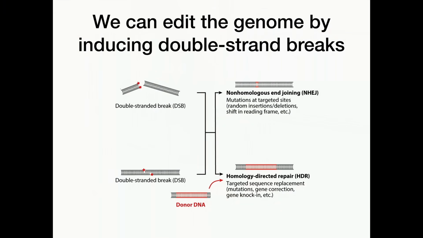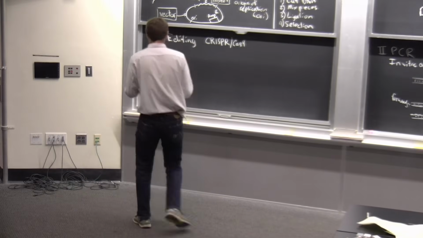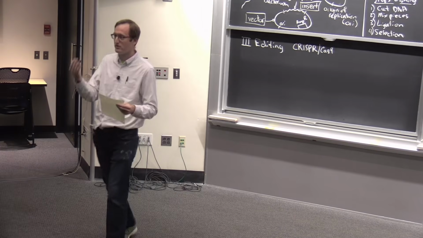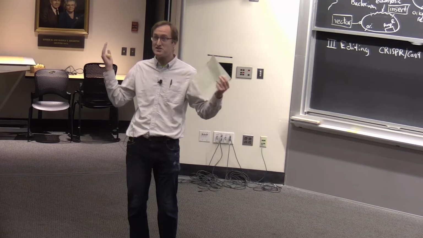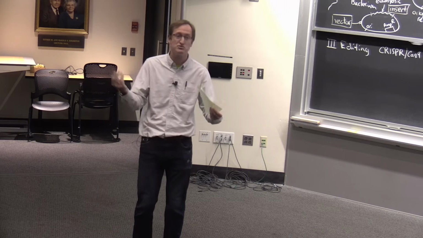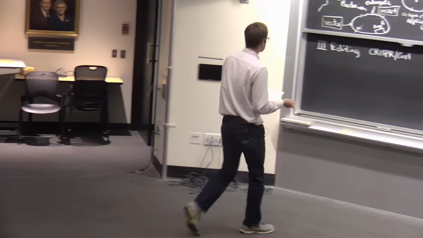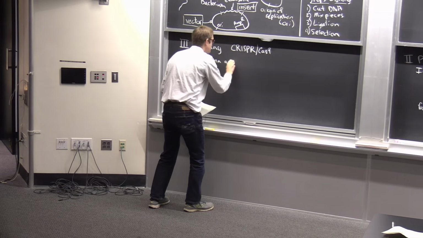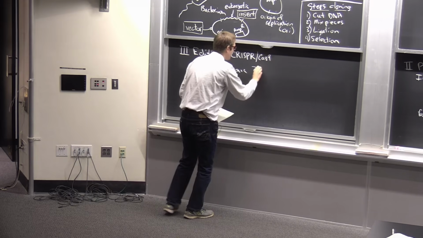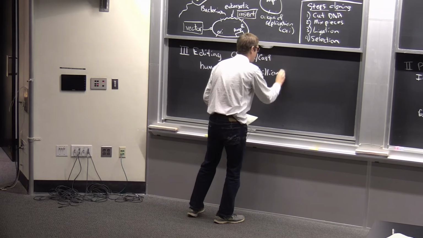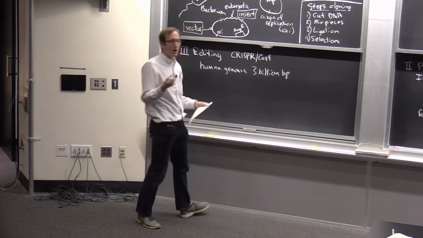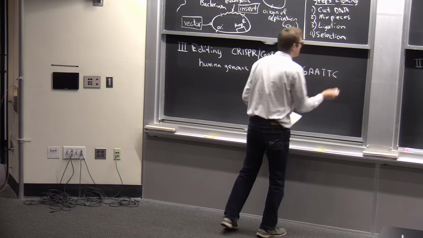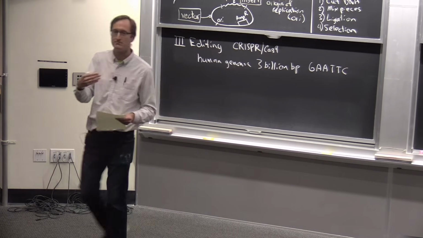Okay? So first, I want to start with just a thought experiment. You're all thinking, okay, we need to cleave double-stranded DNA, and boy, I just gave you a perfect tool for that. I gave you all these restriction endonucleases. So what's the problem with those? Well, let's think about the human genome. The human genome is 3 billion base pairs. And an EcoR1 site looks like this, GAATTC. So it's 6 nucleotides long.